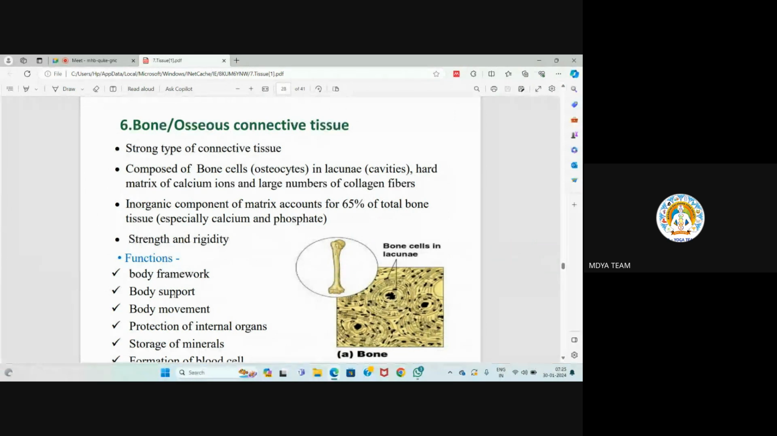So they are very hard connective tissue, strong connective tissue, composed of bone cells. So bone cells are known as osteocytes. Here comes a tricky question or a simple question. What are the bone cells known as? Osteocytes. In lacunae, means in cavities, hard matrix of calcium ion and large numbers of collagen fibers. Means they are made up of hard matrix of calcium ion and large number of collagen fibers.